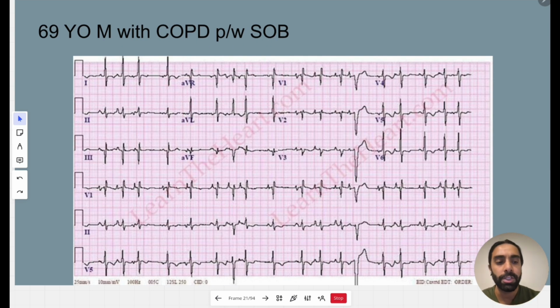All right, so you have a 69-year-old male with COPD who presents with shortness of breath. Go ahead and do this question. Pause your video. So this has at least 18 blips that I see on a 10-second strip, so they're tachycardic. You can tell that the R to R is not spaced out regularly, so it's irregular, and you may even be tempted to say irregularly irregular, which you're not wrong when you say that.